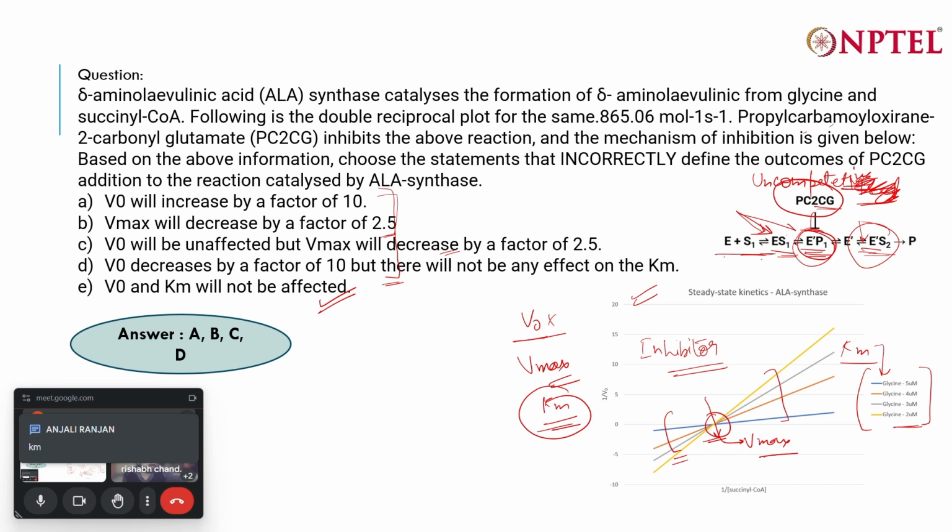Okay, so here, as we can see in the graph, different glycine concentrations are being used. Glycine is basically a substrate here.